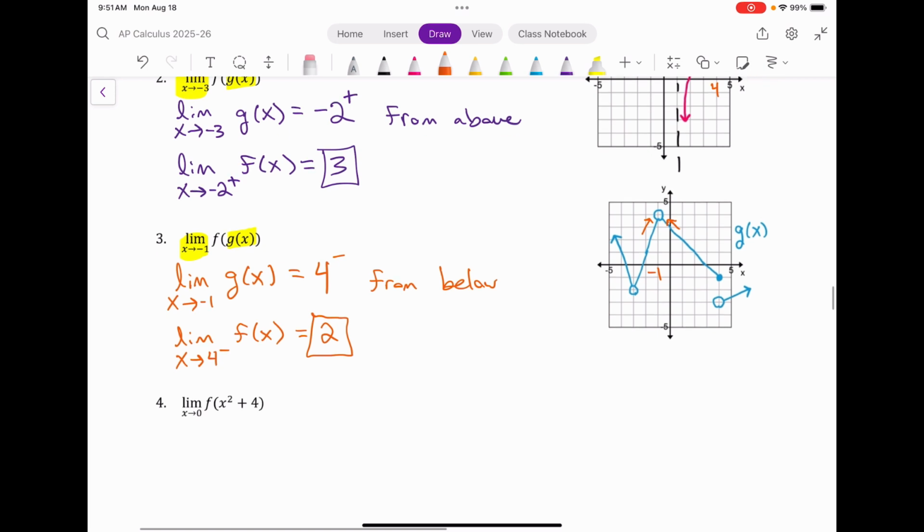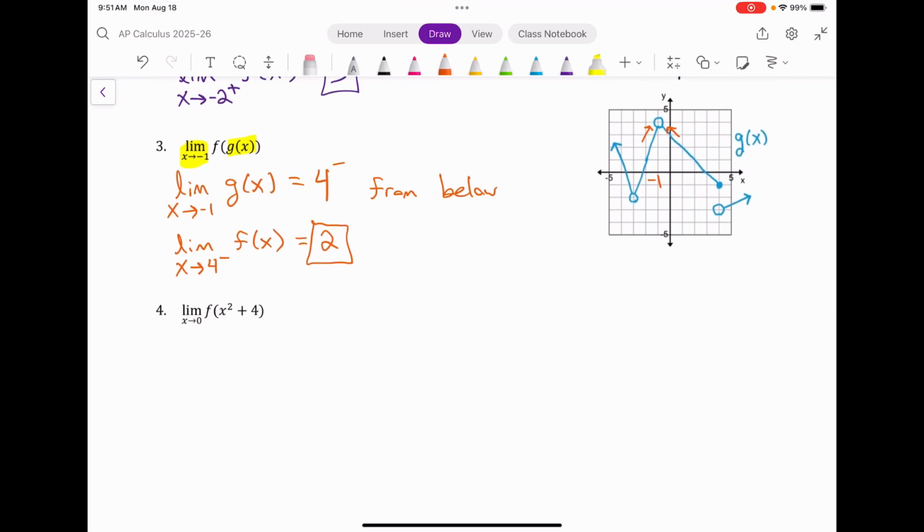Okay, all right, last one, number 4. We want to find the limit as x approaches 0 for f of x squared plus 4. So first we're going to find the limit as x approaches 0 for the inner function. And so we're going to focus on that first. So the limit as x approaches 0 for x squared plus 4. And you might be thinking, well, I can just plug 0 in because of direct substitution, because of polynomial, which is true. And we know it would be 4. But we have to be aware of if it's approaching 4 from above or below.